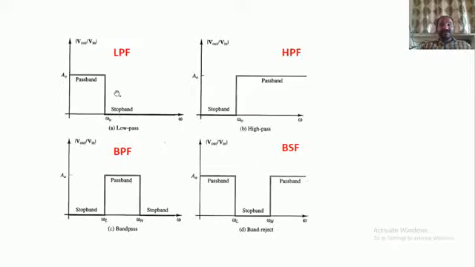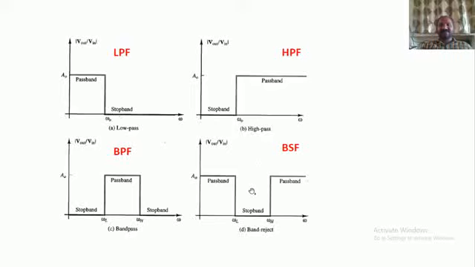If my practical circuit is giving the response like this, then I can say that it is a low pass filter. The response means the gain of the circuit against the input signal frequency. If we are getting the response like this, I can say that my circuit is a high pass filter. If I am getting a graph like this between the gain of the circuit and the input signal frequency, then I can say that it is a band pass filter.